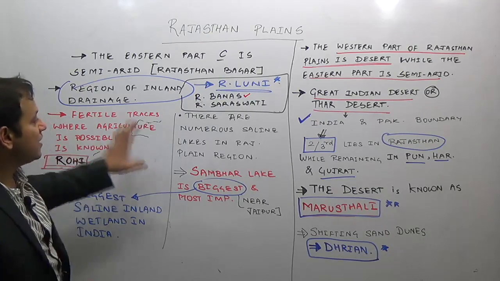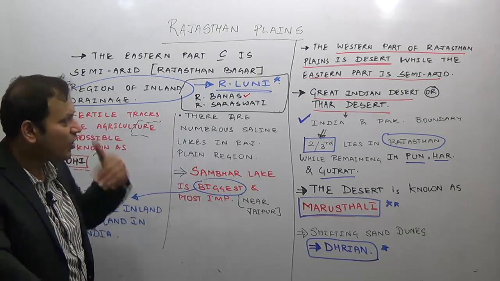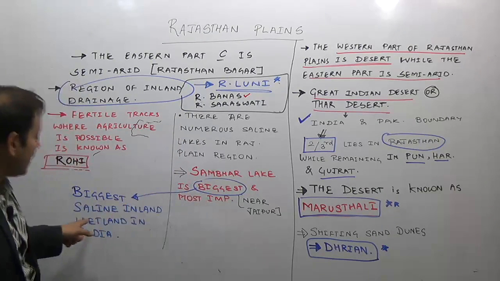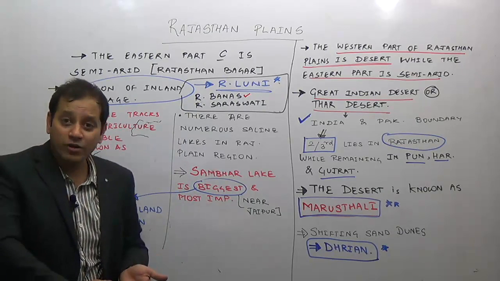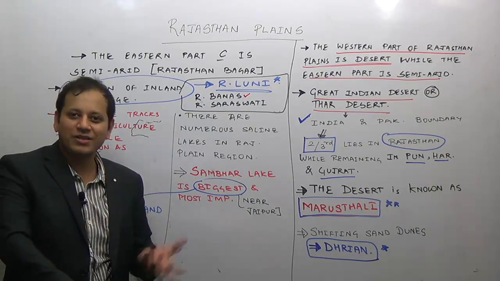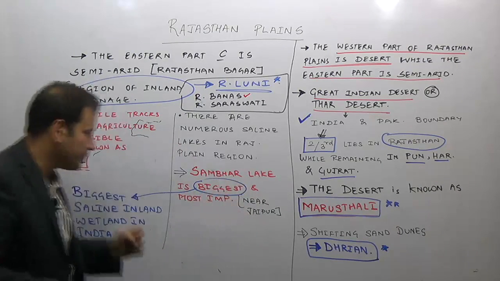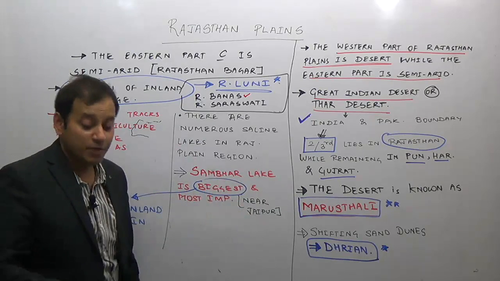Now, this is the region of numerous saline lakes, which are inland lakes, that is, they are not near the sea, and out of which Sambar Lake is the biggest saline inland wetland system in India. Why are they saline lakes? Why not freshwater lakes? Because of logic, that is, more evaporation and less rainfall. Now, Sambar Lake is near which city? It is located near the city of Jaipur.